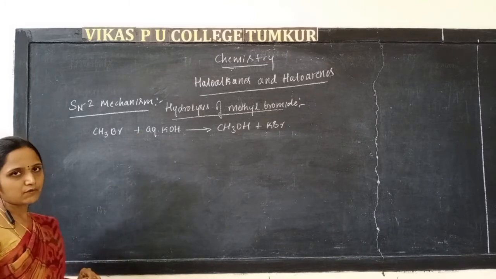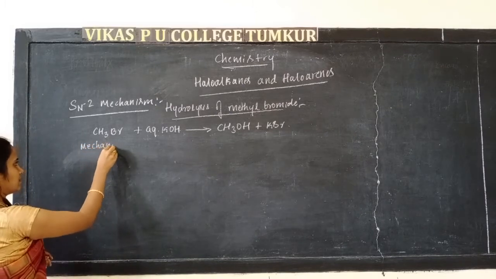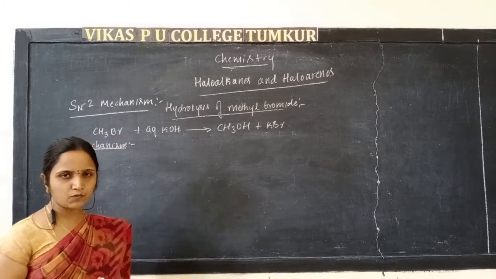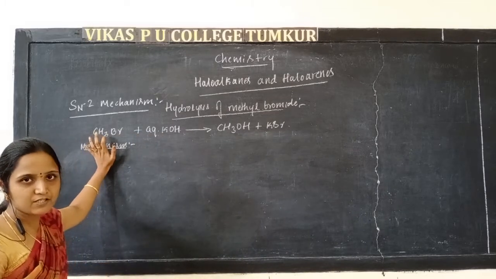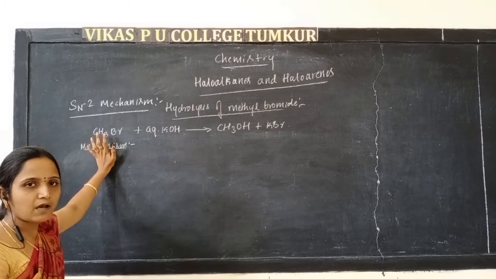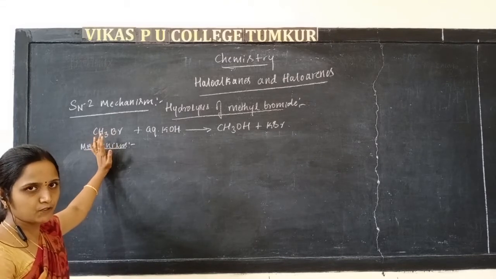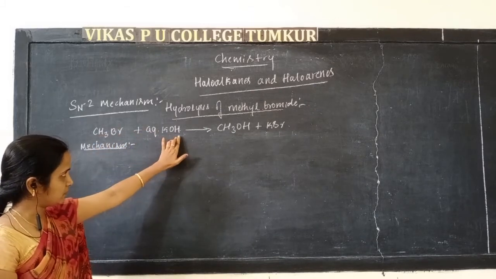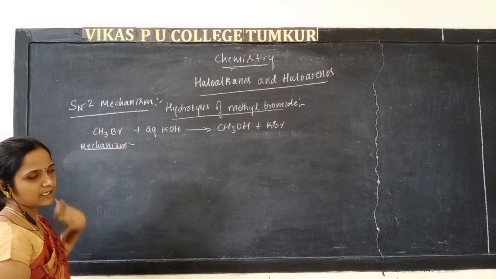Now we are going to study the mechanism. This mechanism occurs in only one step. Because of the electron releasing capacity of the methyl group, the carbon acquires a partial positive charge. When it acquires a partial positive charge, the nucleophile, that is the OH minus nucleophile, attacks this carbon.